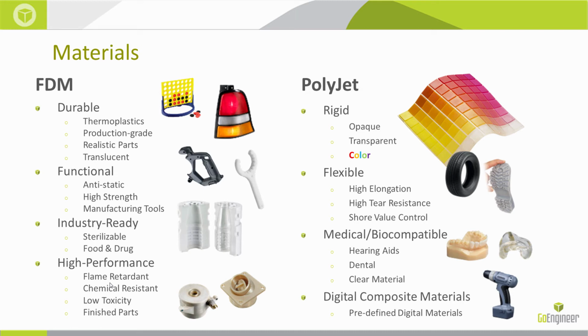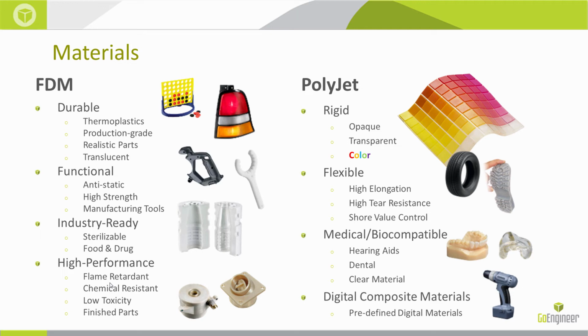We can also print flexible parts in a rubber-like material we call Tango. The flexible parts feature high elongation, high tear resistance, and we actually have control over the shore value, anywhere from about shore 27 to shore 95, which is great for simulating buttons, gaskets, seals, soft touch surfaces, etc. We have some medical and biocompatible materials that are being used extensively throughout the dental and medical industries.